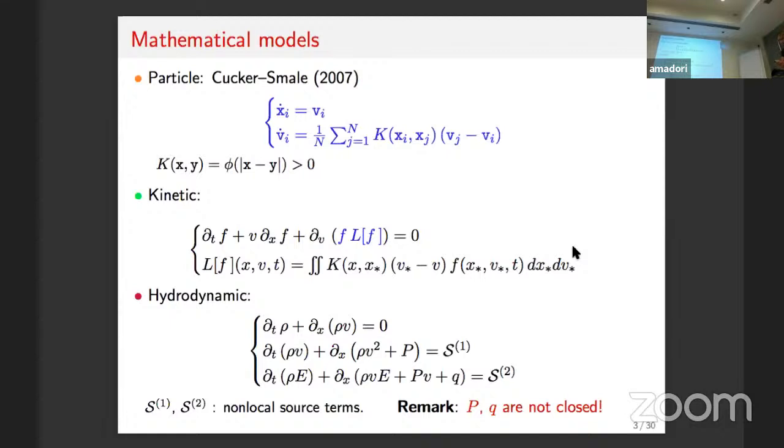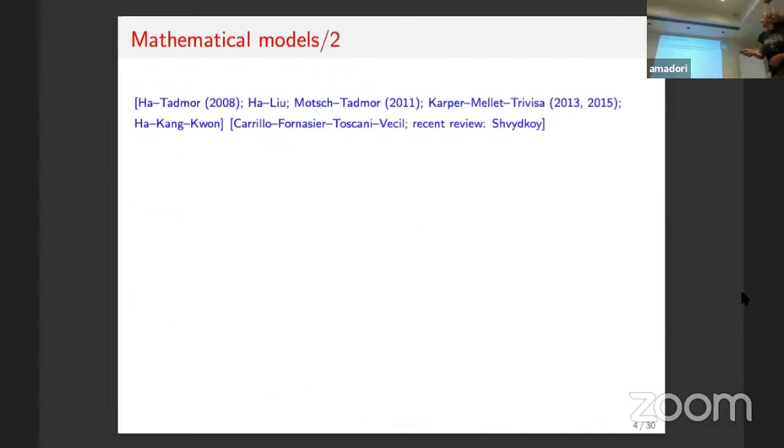Okay, so let me show some references. This approach is nicely described in this paper by Carrillo and Pareschi, and further in this paper by Ha and Liu. After that, several other models came out and were proposed in order to resolve some problems appearing in the Cucker-Smale model. In particular, I'm referring to this paper by Motsch and Tadmor, in which it was proposed a variant of the Cucker-Smale model that was taking into account the local density of particles.